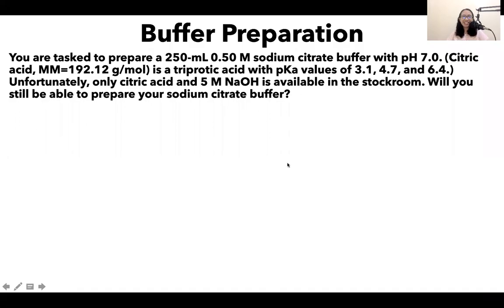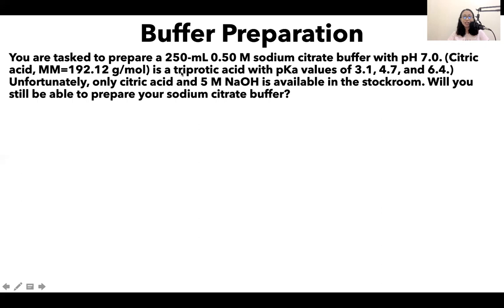This is the last scenario. Okay? Let's read the problem first so that you have an idea of what this is about. It's a different way of preparing a buffer. You are tasked to prepare a 250 ml, 0.50 molar sodium citrate buffer with pH 7.